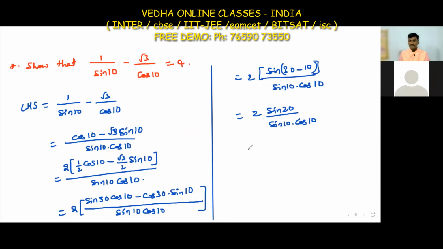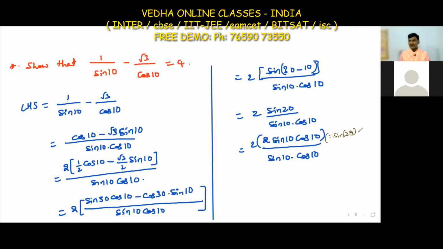This is equal to 2 into sin 20, which I am writing as 2 into 10, so that is 2 sin 10 into cos 10, divided by sin 10 into cos 10. Which formula did I apply here? I applied the sin 2 theta formula.